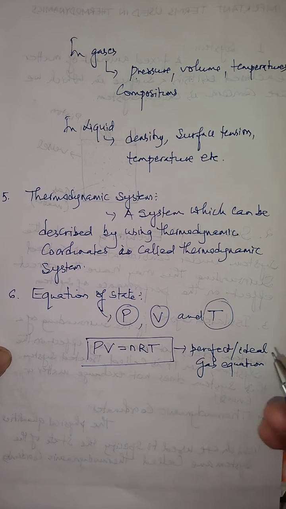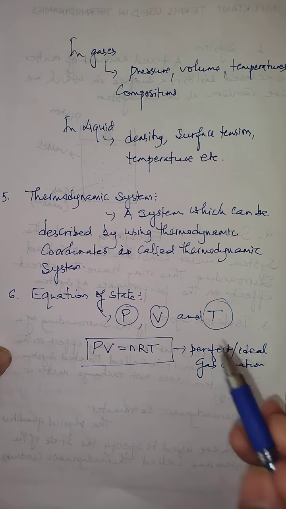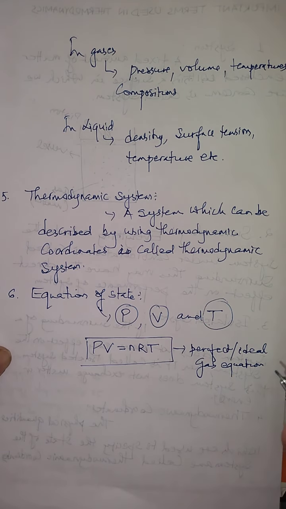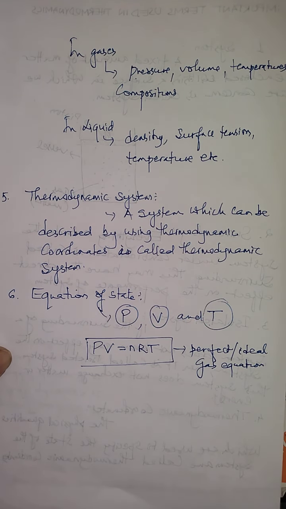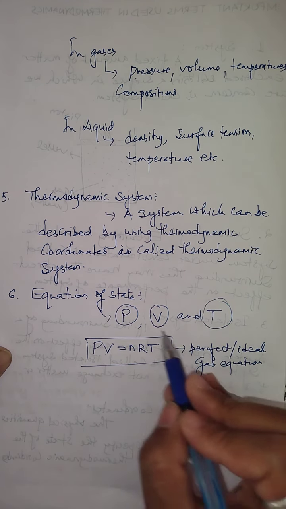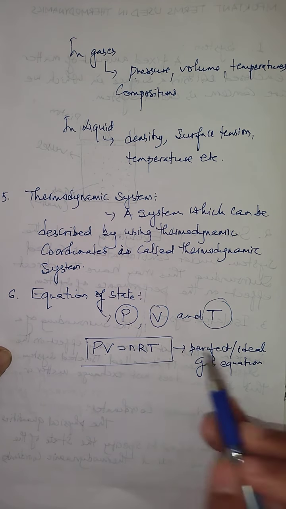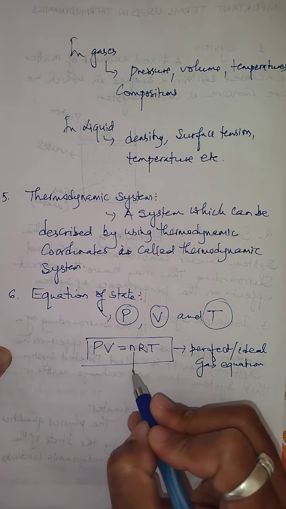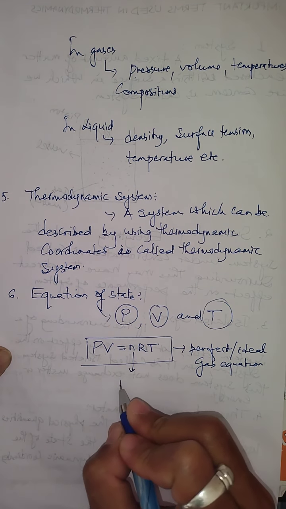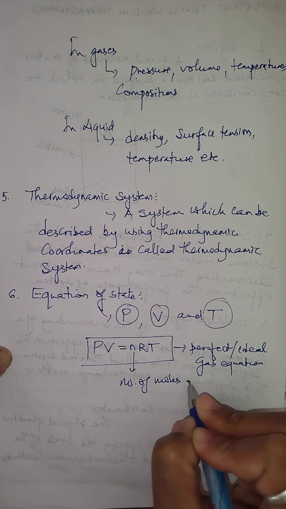So gas as a thermodynamic system is expressed by these variables pressure, volume, temperature, and these variables can be expressed by a relation, and this relation or equation is called the equation of state. So pressure, volume, and temperature are expressed by the relation PV equals nRT. In the relation, this n is called the number of moles of a gas.